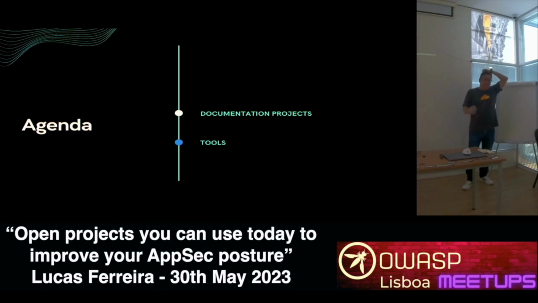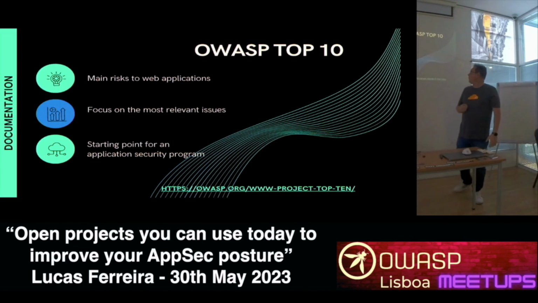So the idea today is to focus on two aspects of OWASP projects: documentation and tools. Documentation is about written things, books, manuals, things like that, and tools is software, things that we can use. So, starting with the main one.